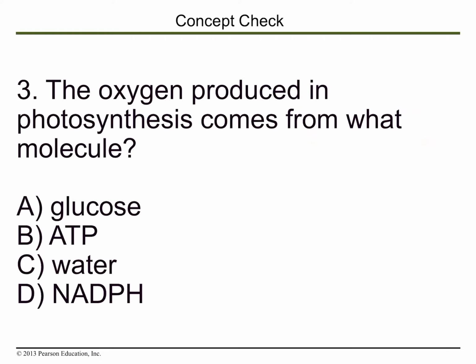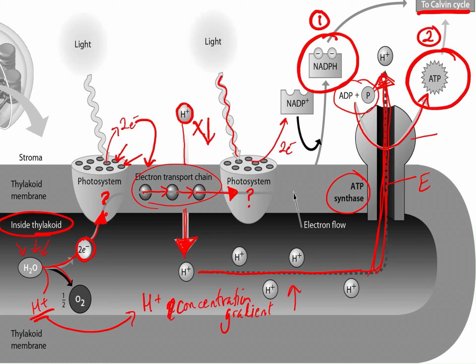The oxygen produced in photosynthesis comes from what molecule? Hopefully, you came up with water. Okay, so go back to here. Here's our oxygen, our waste product. Here is water. So water is split and it creates oxygen, and that's our waste.